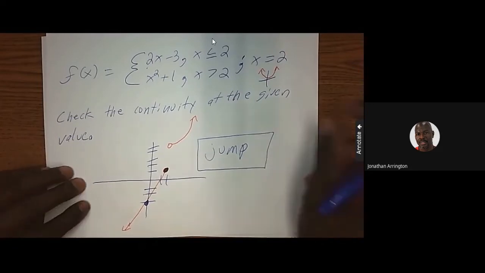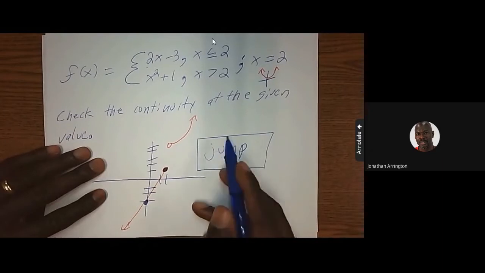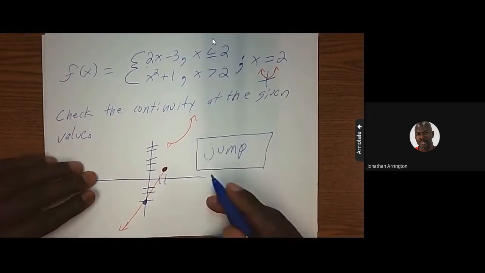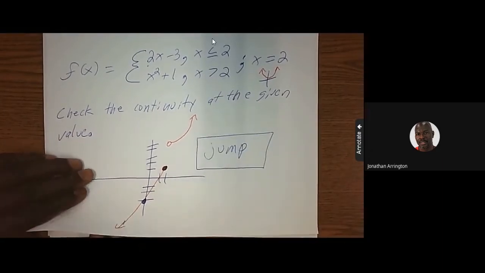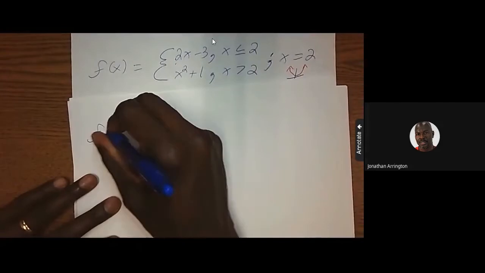Okay, so now let's look at what happens if I take this same piecewise function, but instead of less than and greater than symbols, I use equals and not equals symbols. So I'm going to rewrite this same function.